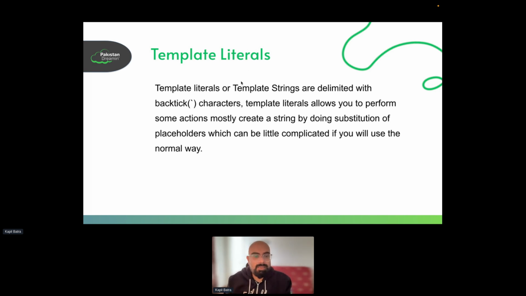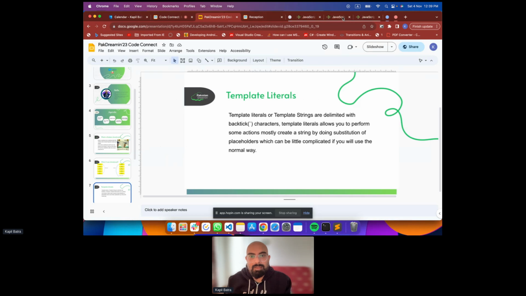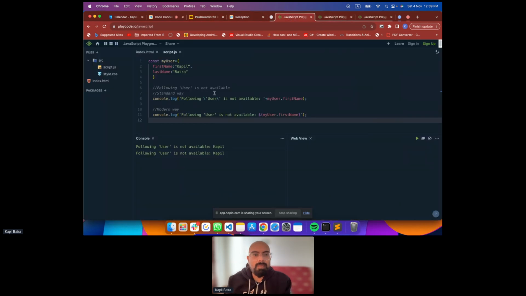Now I will quickly show you a demo of how template literals work and how you can leverage this functionality using backticks. So I'll quickly move out of this slide and open my first demo. For today's demo, we'll be using playcode.io, which is an open source platform to run your JavaScript. You can leverage other functionalities as well, but today we'll be using it for JavaScript only.